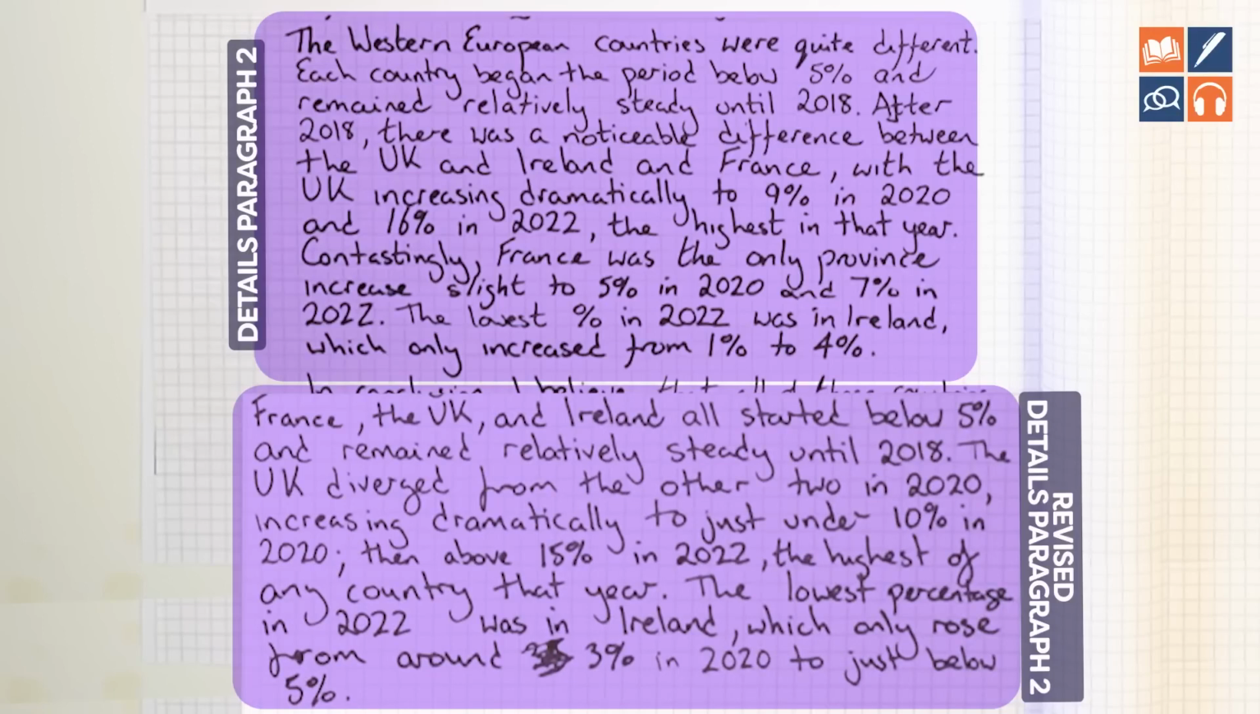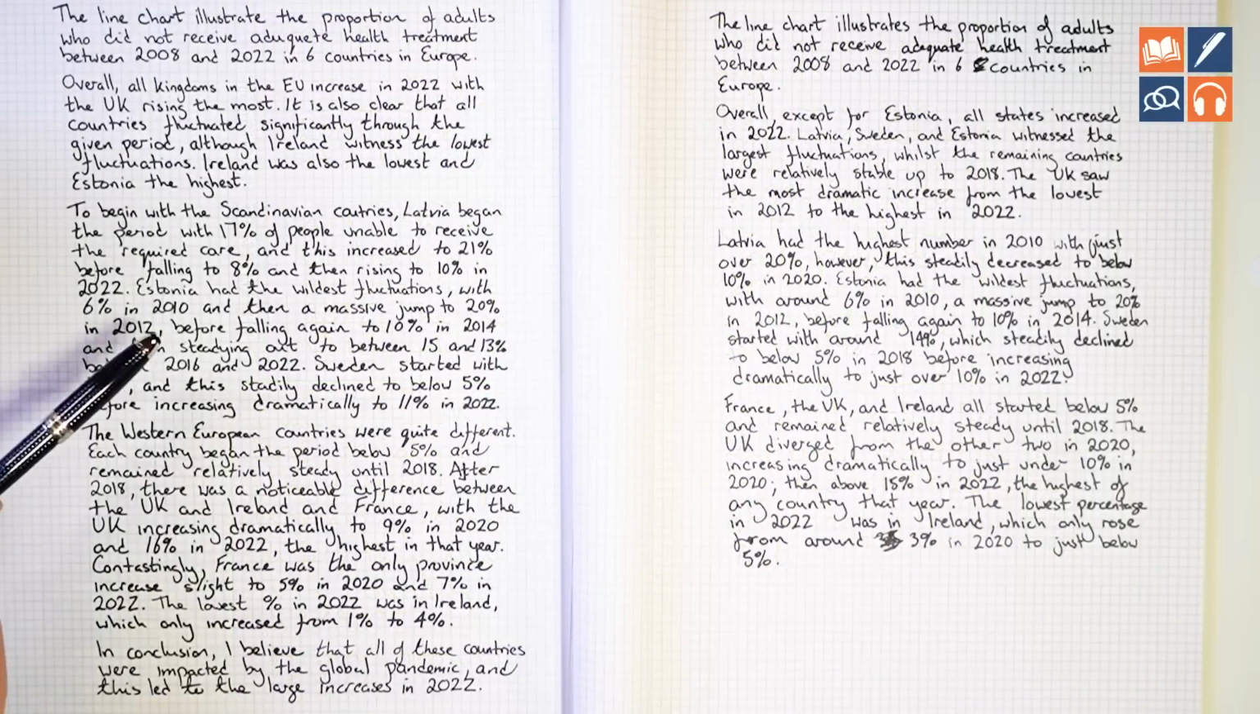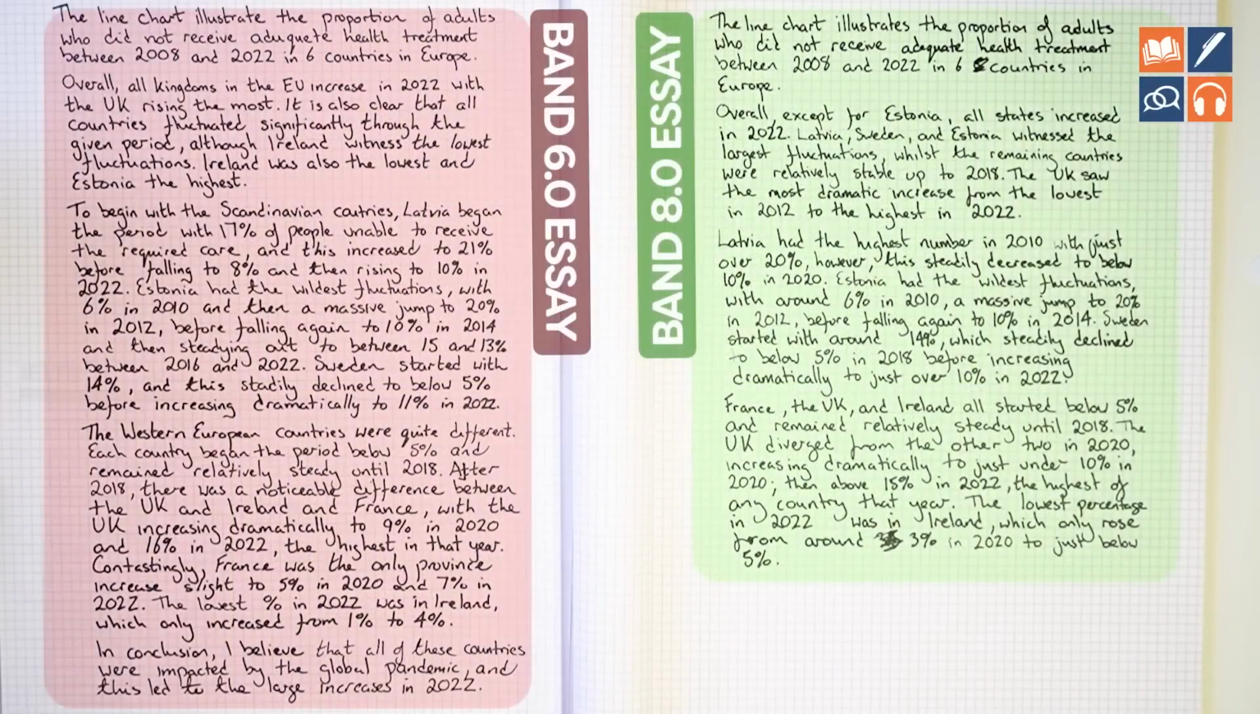And they tell you exactly what they want for a band 8 in the marking criteria. And to sum that up, it's just selecting the most important data and presenting it clearly using accurate vocabulary and accurate grammar. And if you do that, you're going to be much better off and give yourself a much better chance of getting a band 7, 8, or even 9.